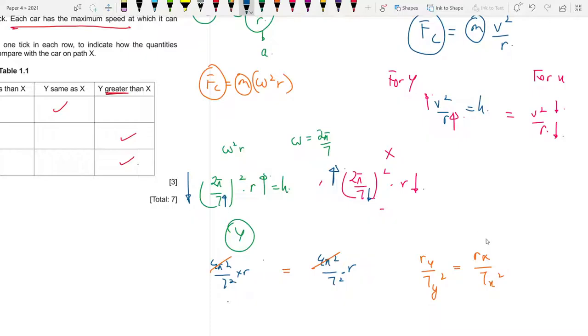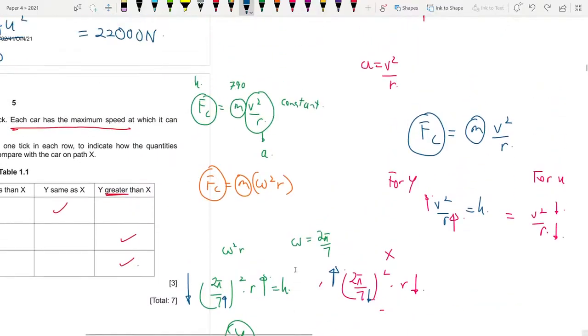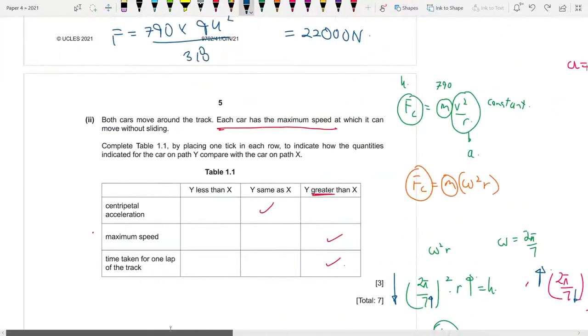So since the radius of x is smaller and the radius of y is greater, to balance things out, we need to ensure that ty is also greater and tx is also smaller. So how does y compare to x? Y will be greater than x, in fact. So this is a bit complicated. Make sure you learn the whole thing properly, okay?